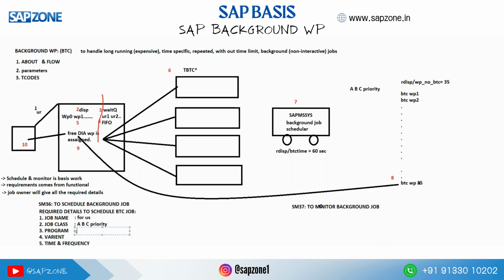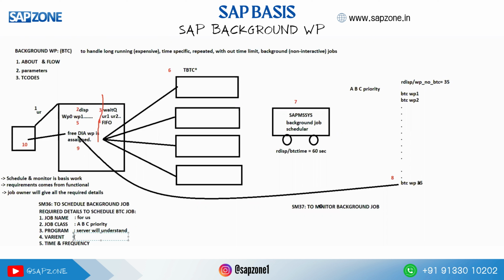Program. By reading this, the server will understand what to run, what this job contains. Server can understand only the programs.